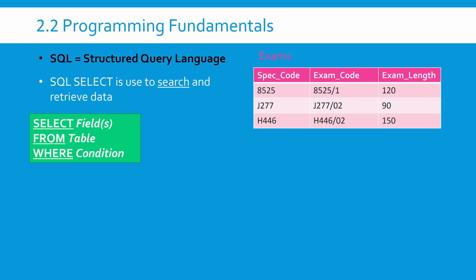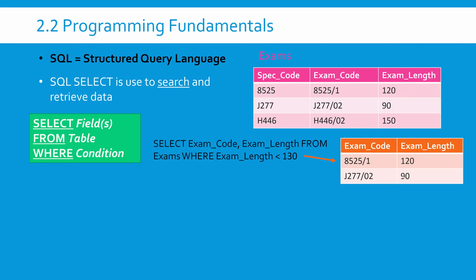Select has 3 parts to it. Select the fields from the table where the condition is whatever the condition is. So the last bit's really like an if statement effectively. Here's an example. Let's say I want to select the exam code and the exam length from the exams table, but only where the exam length is less than 130 minutes in this case. Well, that's what I'd write, and it would give me just 2 records because only the first 2 records have an exam length of less than 130. If you see an asterisk in SQL, that means select all, by the way.